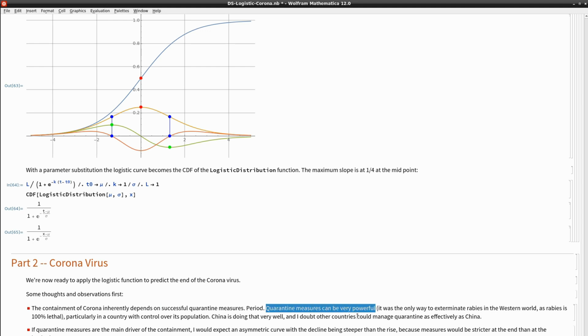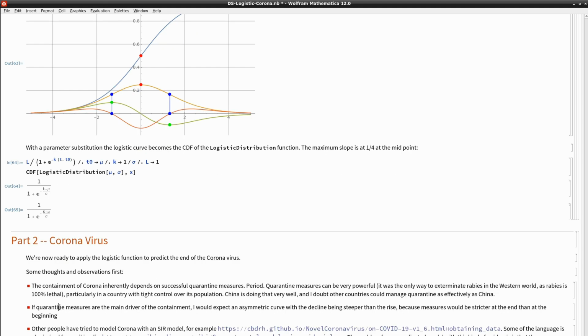Quarantine measures can be very powerful, and I remind you that it was the only way to exterminate rabies in the Western world, as rabies is 100% lethal. And it is particularly powerful and effective in countries where there is tight control over its population. And China is doing that very well. And I personally really doubt that other countries could manage quarantine as effectively as China.